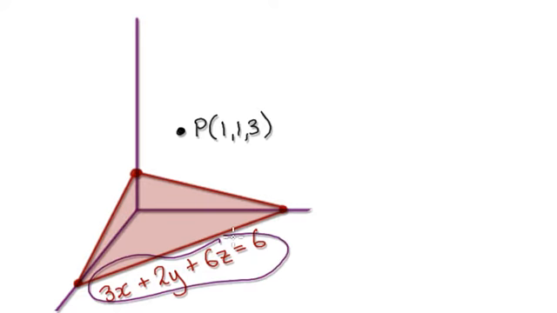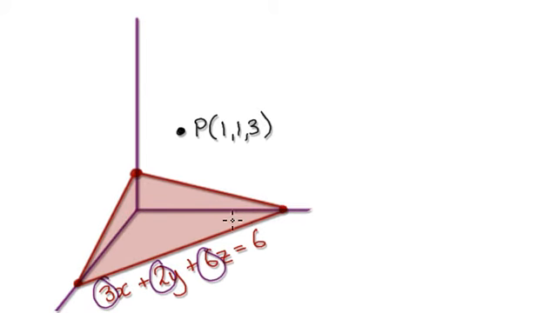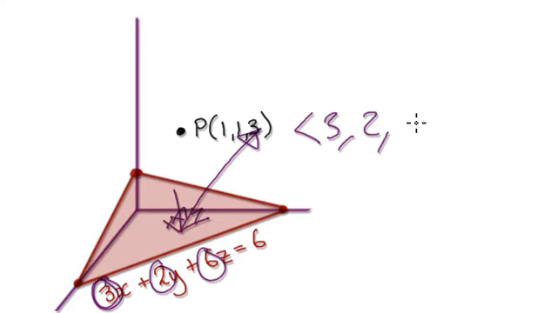And when given an equation for a plane, you can always obtain the normal vector. The normal vector will always be perpendicular to the plane in all directions. So it would be 90 degrees here, 90 degrees, and so on. It would be 90 degrees in all directions. So the normal vector would be 3, 2, and 6.